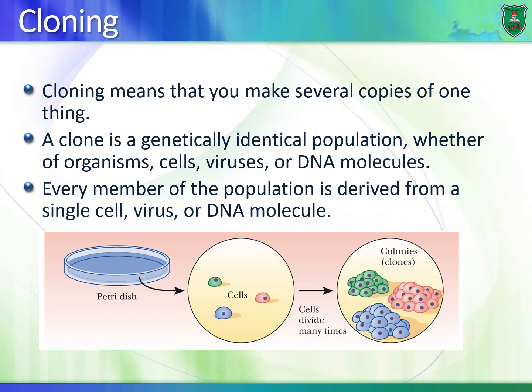Remember that? Okay, so another use of restriction endonucleases is what is known as cloning. Okay, what cloning means is that you can make several copies of one thing. So if I say I want to clone a DNA, it means that I want to make multiple copies of this DNA fragment. If I say human cloning, it means that I'm making many copies of an individual. So that's what cloning means.